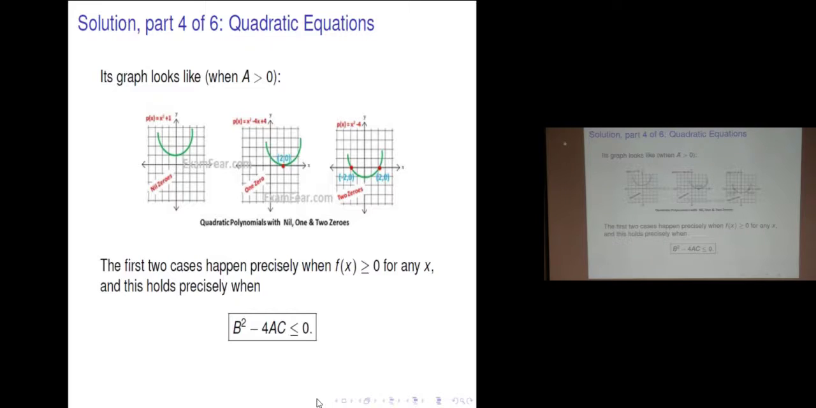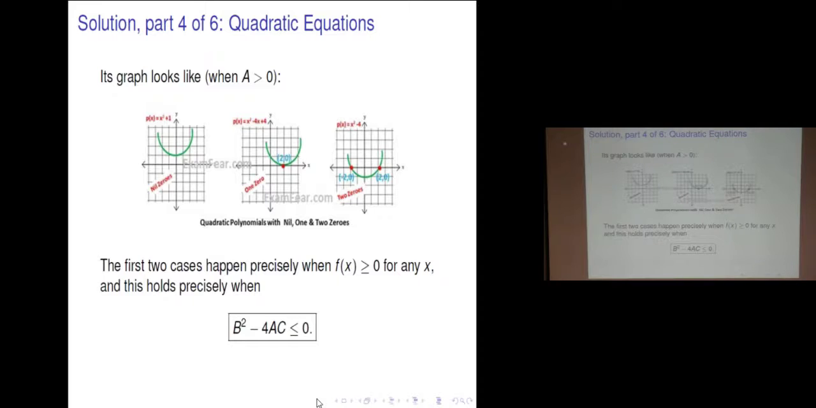Okay. Now, in the second case, the parabola, the green one, goes like this. So it has one root. It hits the x-axis only once, right? This corresponds to b squared minus 4ac equals 0. Okay. Now, when this b squared minus 4ac is greater than 0, you have two roots. So the parabola goes like this. It hits the x-axis at 2 points, right?